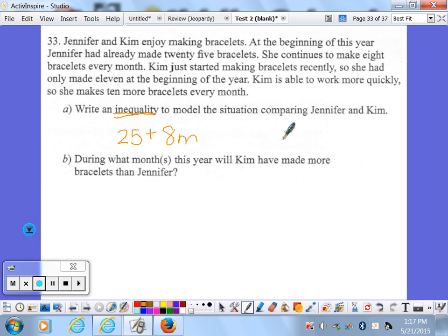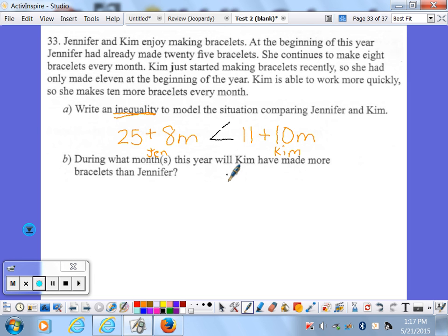Meanwhile, Kim just started, so she had only made 11, but she works more quickly, so she's going to make, in addition to that, 10 more every month. Okay, so these are my two expressions. This side we have Jennifer, or Jen, and this side we have Kim. The question did ask for an inequality, so I do need to think about what symbol I'm going to use. And when I read this, I noticed that Kim is making more per month, so eventually Kim will be greater than Jennifer.